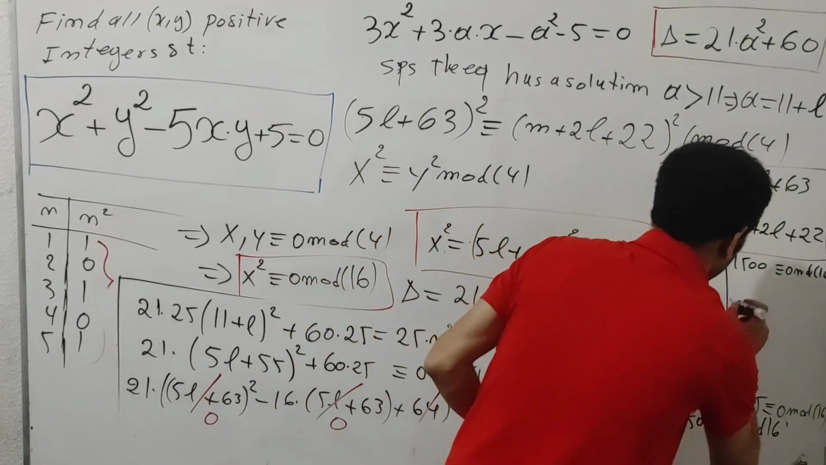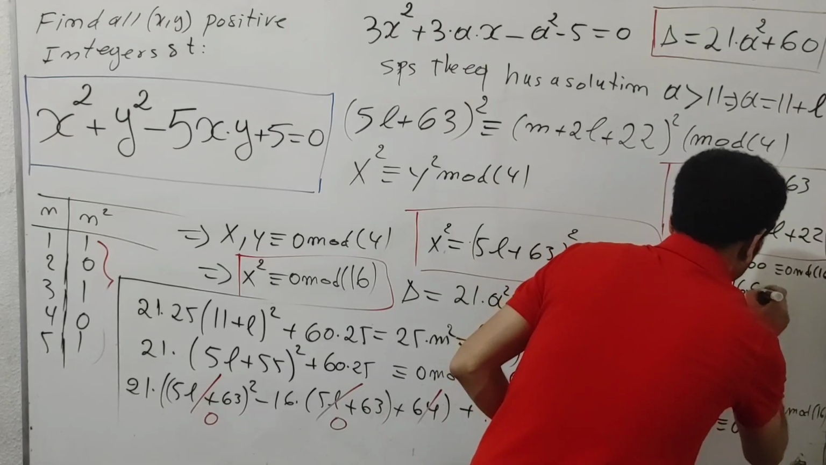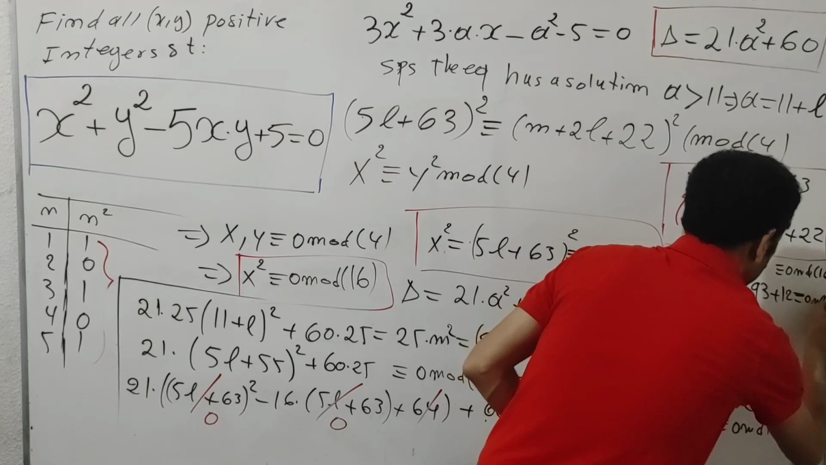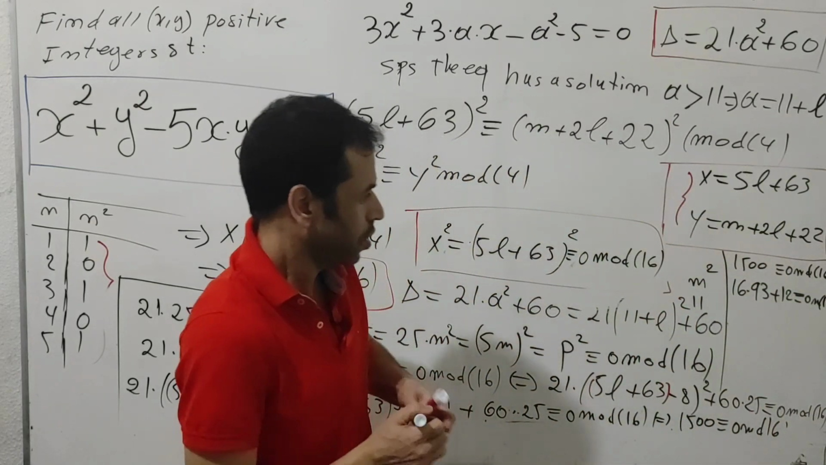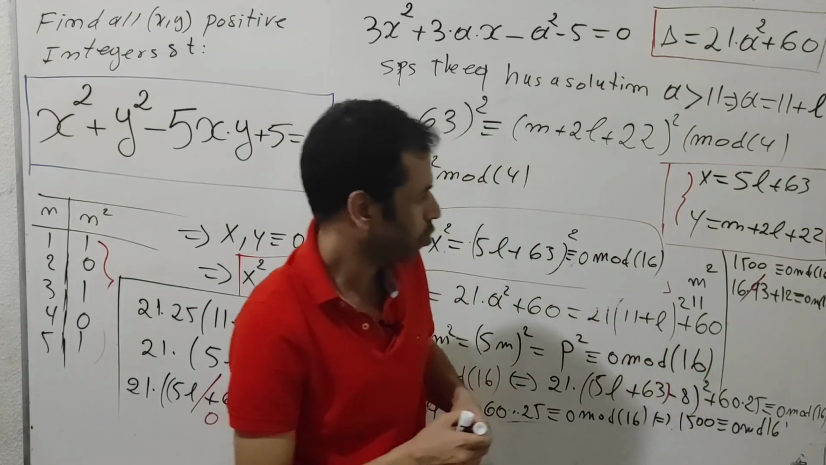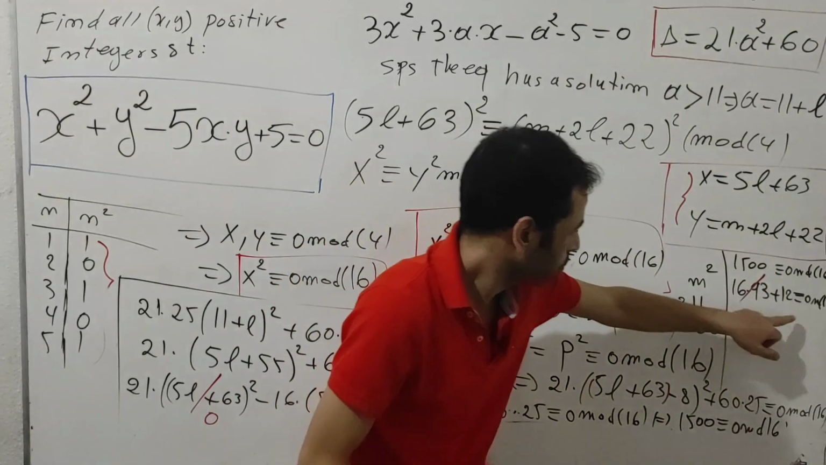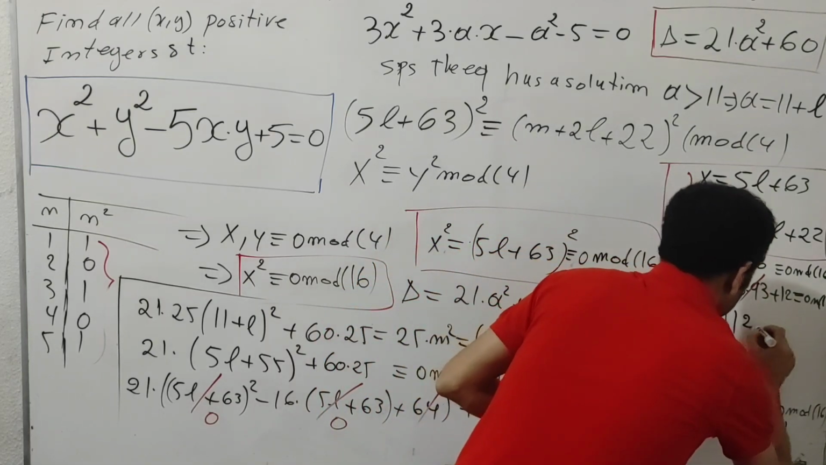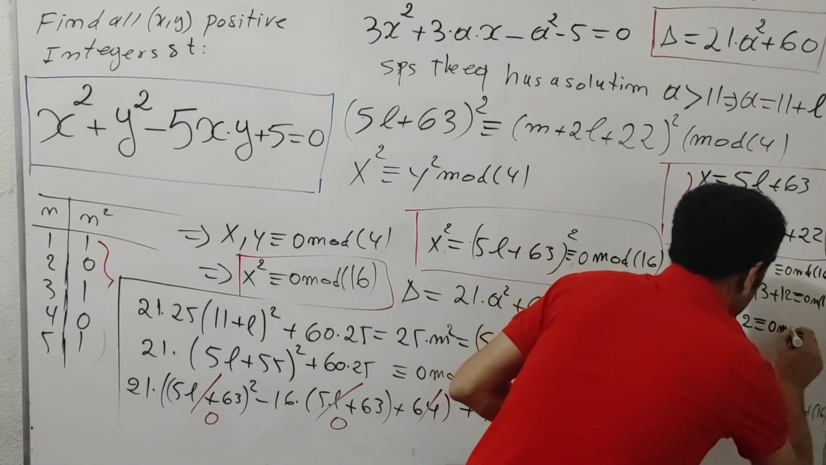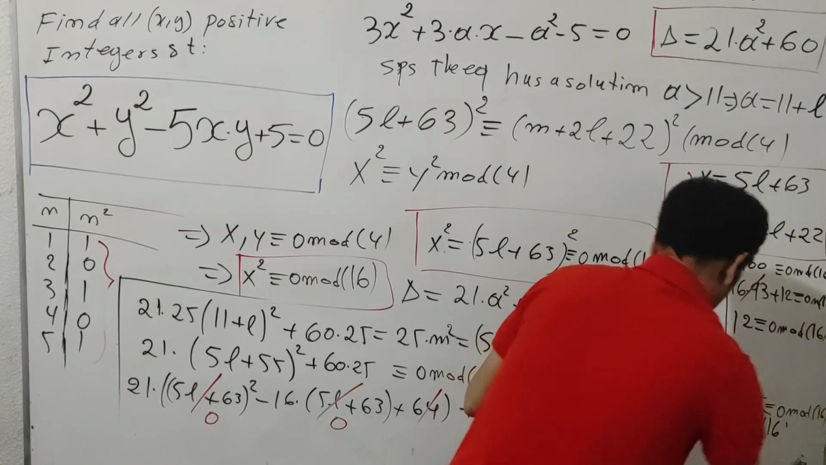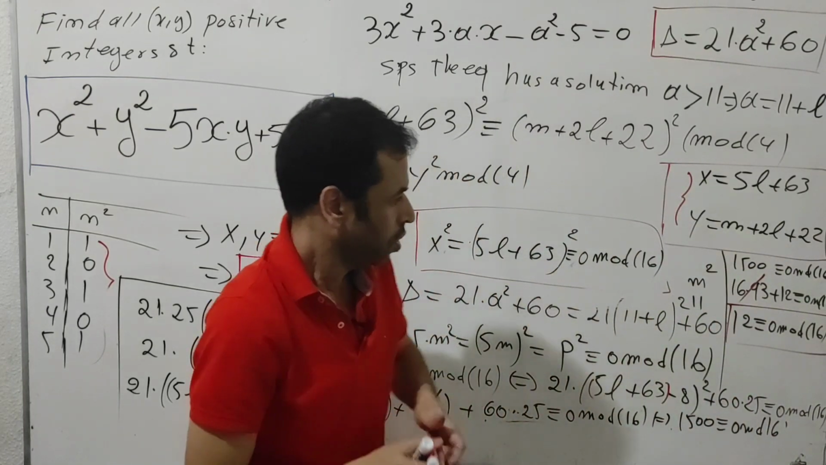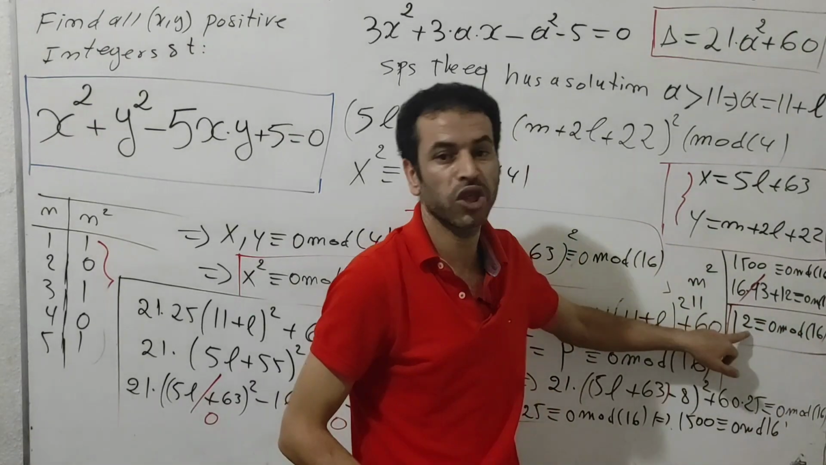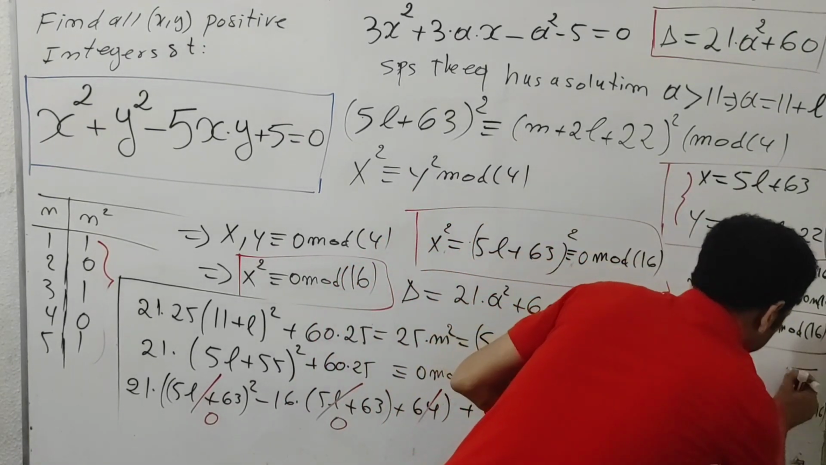1500 is the same as 16 multiplied by 93 plus 12, congruent to 0 mod 16. This one will be 0 because we have 16 here, mod 16. So we'll be left with 12 congruent to 0 mod 16. I have ended with this one: 12 is congruent to 0 mod 16. That means 16 divides 12, which is impossible. This is a contradiction.